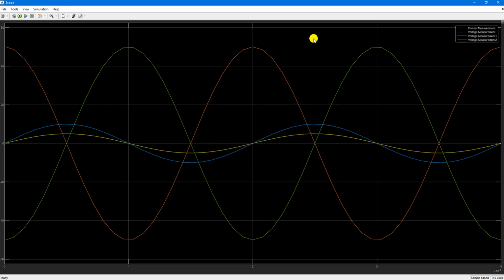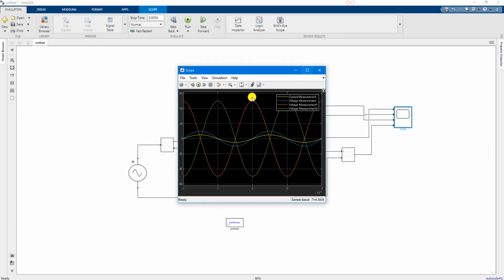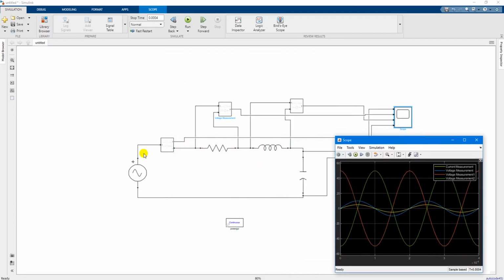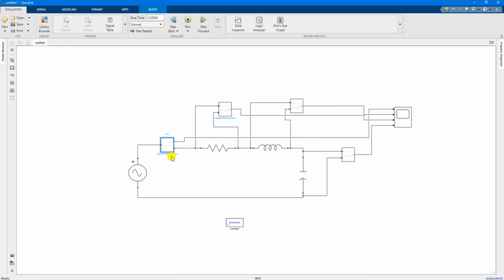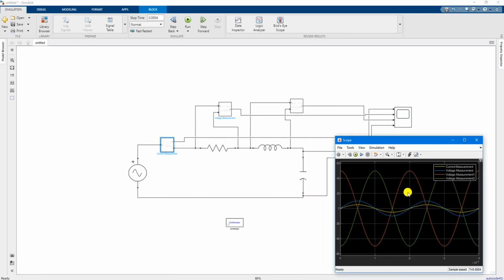Okay, you can see here the first signal, the yellow one, representing the current measurement, the blue signal representing the voltage measurement, the red voltage measurement 1 and voltage measurement 2. So what does this even mean? Now if you get back to the circuit here, you will find that this one is called current measurement. So the first signal here, current measurement, is the yellow one, representing the value of the current of the circuit.